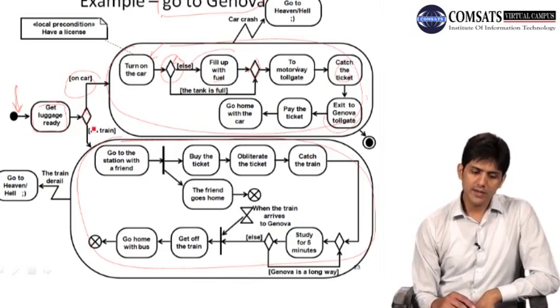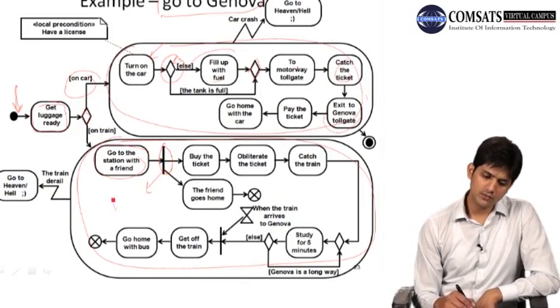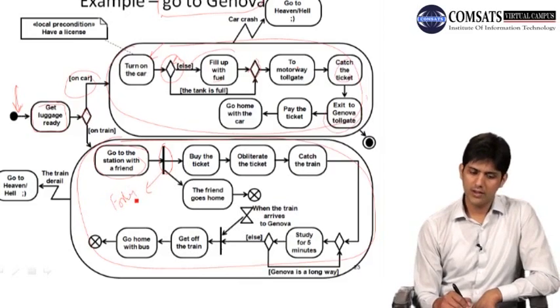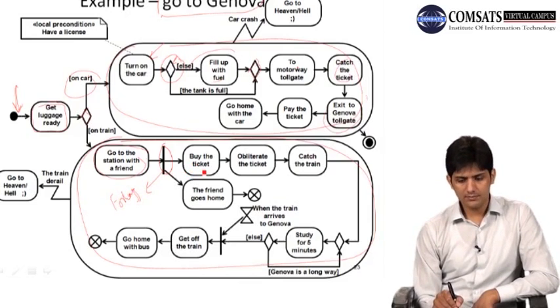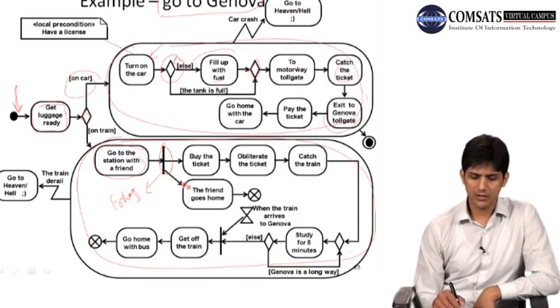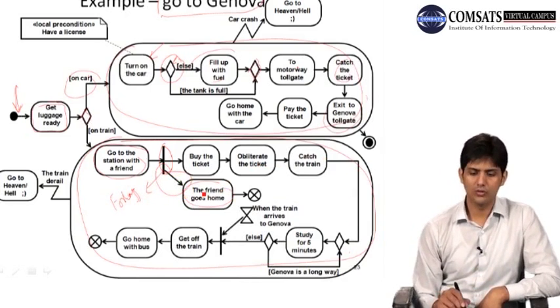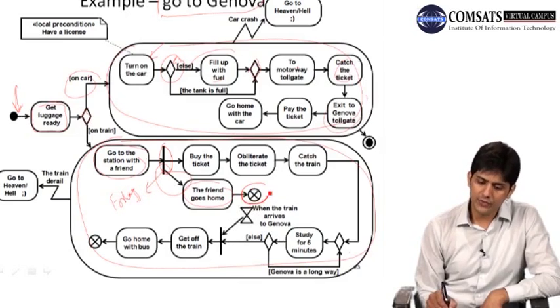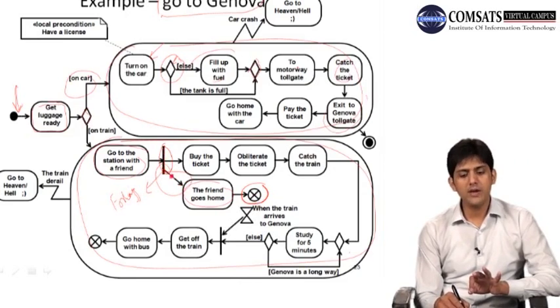Okay. Now if you are taking a train, then what you will do is go to the station. And here what we have is what is called forking. You are basically doing two things here. You will buy the ticket, obliterate the ticket and catch the train. And your friend, who has actually dropped you to the station, will go home. So basically for the friend, the flow actually ends here. So these activities are occurring in parallel.